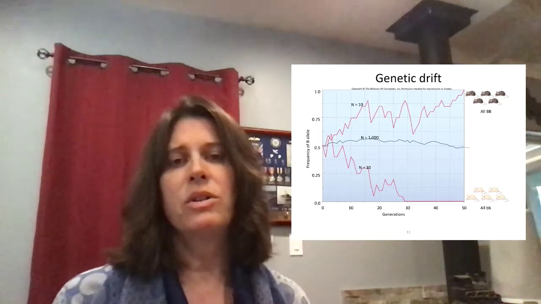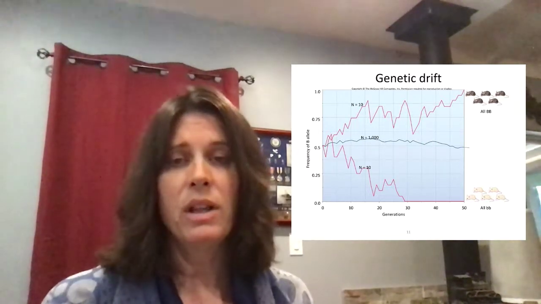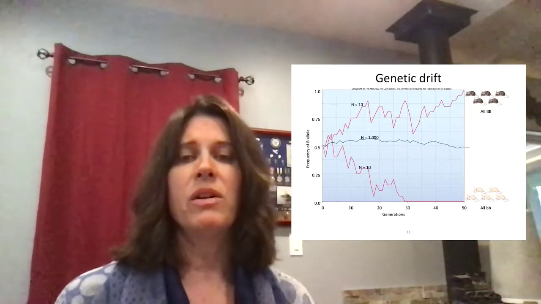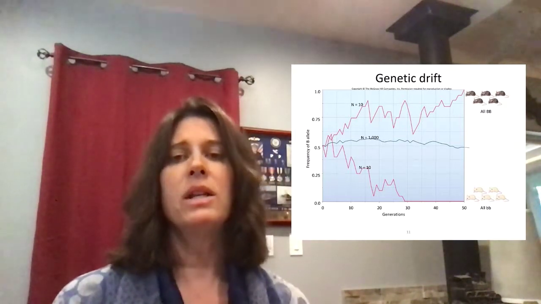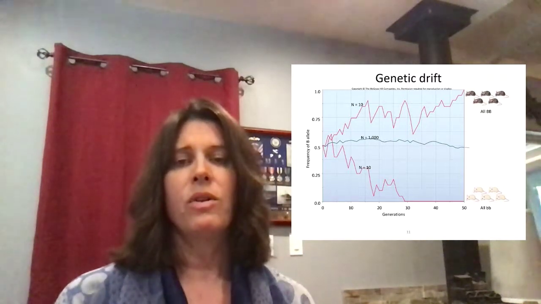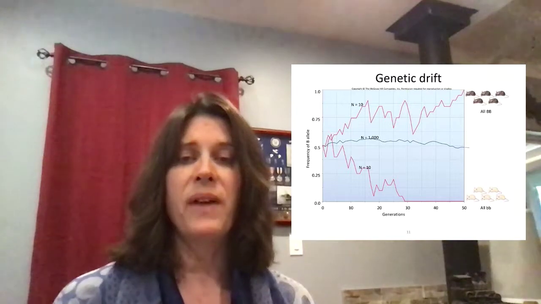But over the long run, what happens is that genetic drift actually favors either the loss of an allele or the fixation of an allele. The number of generations for either the loss or the fixation to occur really depends on the size of the population. So this phenomenon will happen faster in smaller populations.